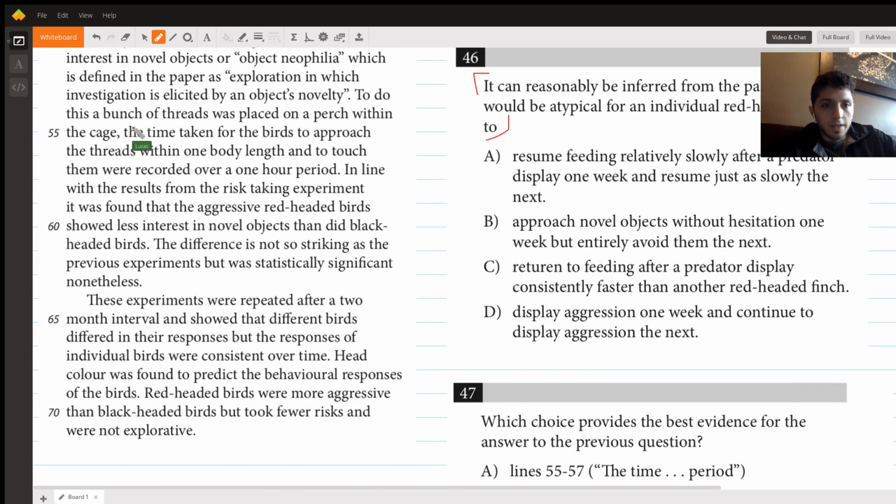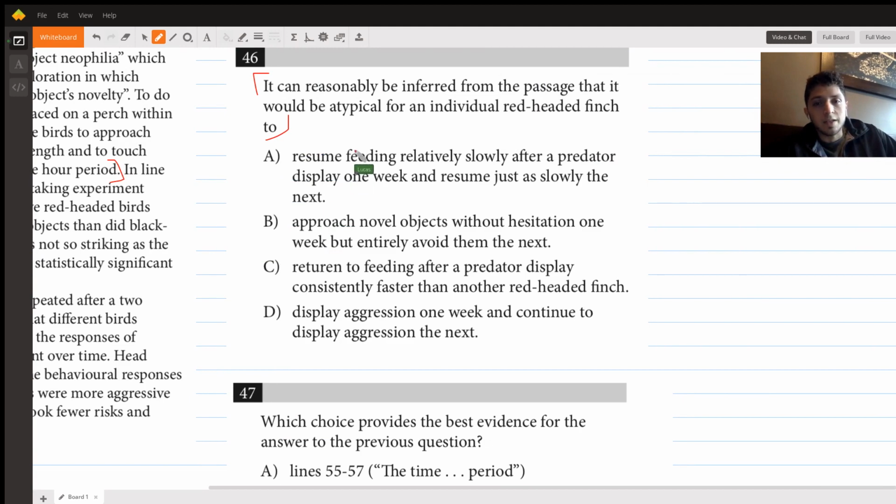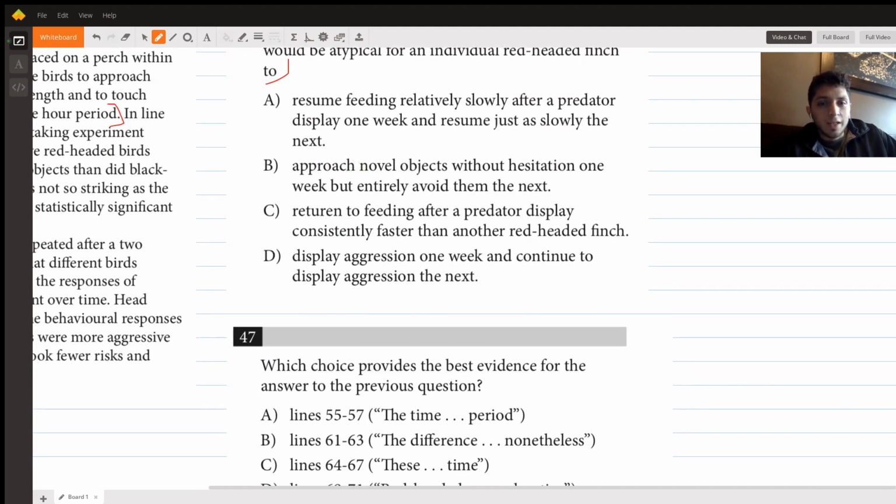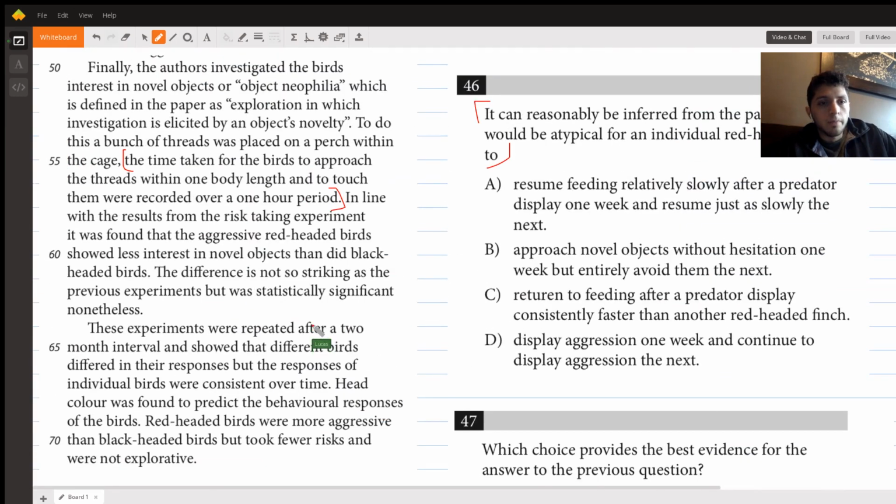Lines 55 to 57 say, the time taken for the birds to approach the threads within one body length and to touch them were recorded over a 1 hour period. If we take note of the context, this is talking about the methodology: how they set up the experiment and what they're using to measure it. Probably not the best for telling us something atypical for an individual red-headed finch, so it's unlikely to be that answer choice. But let's keep going.